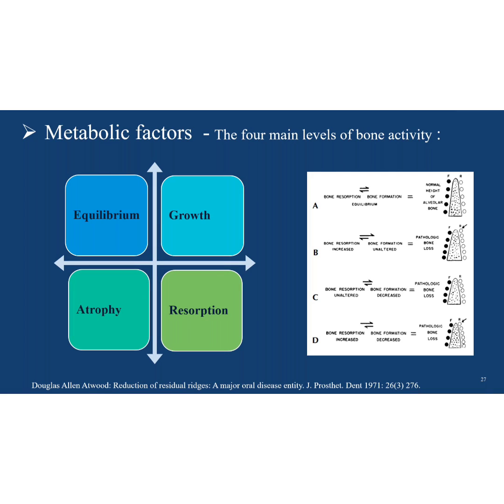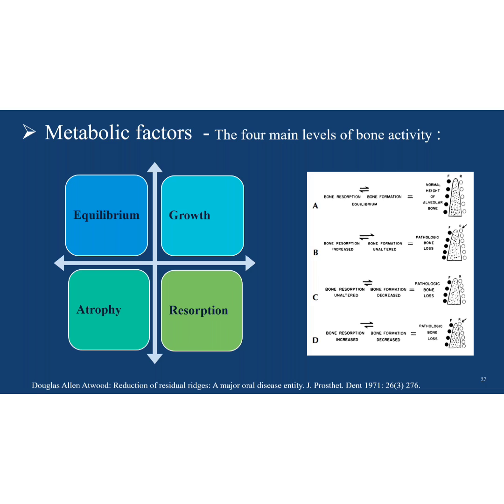Metabolic factors. The 4 main levels of bone activity are equilibrium, growth, atrophy, and resorption. In equilibrium, see figure A, both bone resorption and formation are in balance, so the normal height of alveolar bone is achieved. The normal equilibrium may be upset and pathological bone loss may occur if either bone resorption or bone formation is increased or decreased, or both.